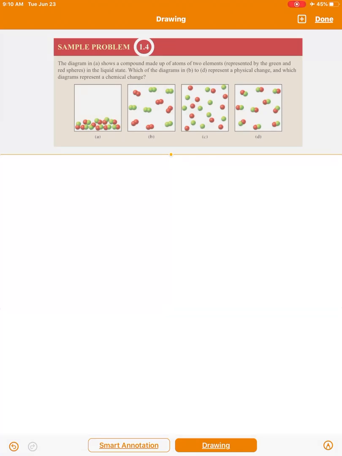Okay, sample problem 1.4. The diagram in A shows a compound made up of atoms of two elements, represented by the green and the red spheres in the liquid state. Which of the diagrams in B to D represent a physical change, and which of the diagrams represent a chemical change? Okay, so here's really how we can approach this.